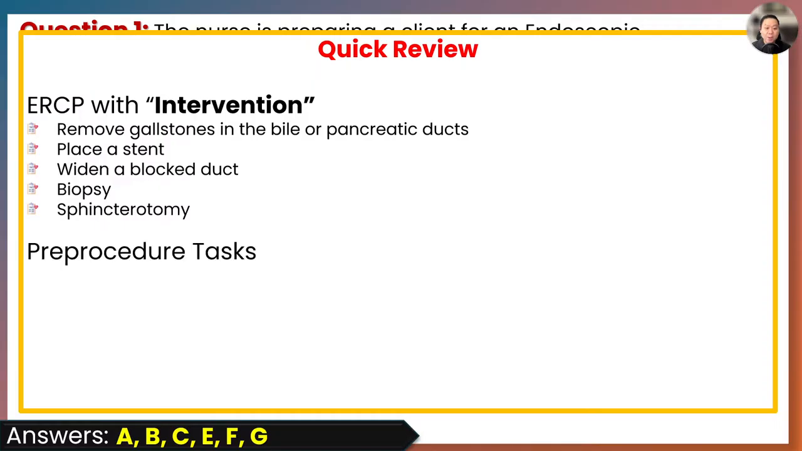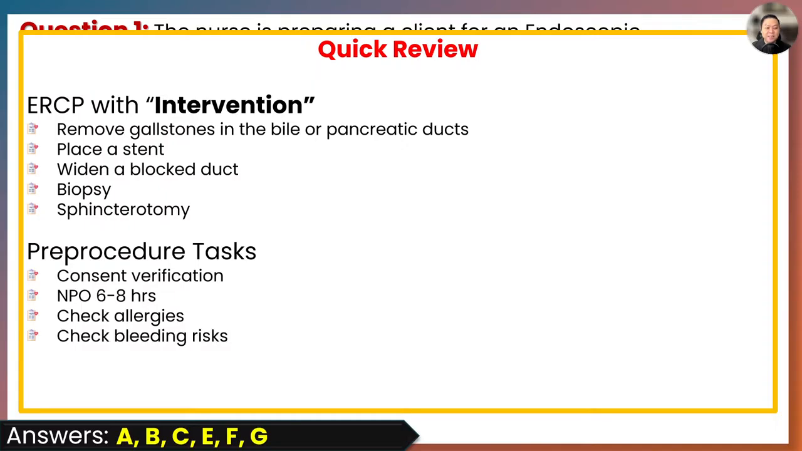Make sure that you have verified the consent has been done or signed by the patient or maybe the medical proxy. Make sure that the patient has been NPO for about 6 to 8 hours before, and make sure that you check for their allergies, especially to the contrast dye or iodine. And you need to also review their chart for any bleeding risks. So make sure that you thoroughly review their medical history, or if they are taking any anticoagulants or antiplatelets or warfarin maybe. And make sure that you also establish a patent IV access.